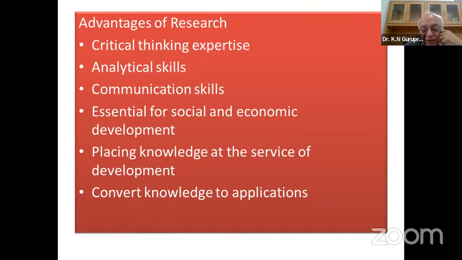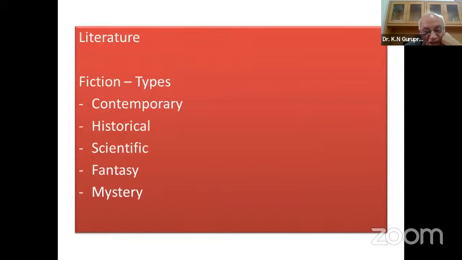Let me take an example away from my subject of science, like literature. Say, for example, in literature, there is one type called fiction. I'm very much interested in this because I keep reading, and very rarely, I do write. Fiction is further divided into many types, like contemporary, historical fiction, scientific fiction, fantasy fiction or mystery. There are many more categories.